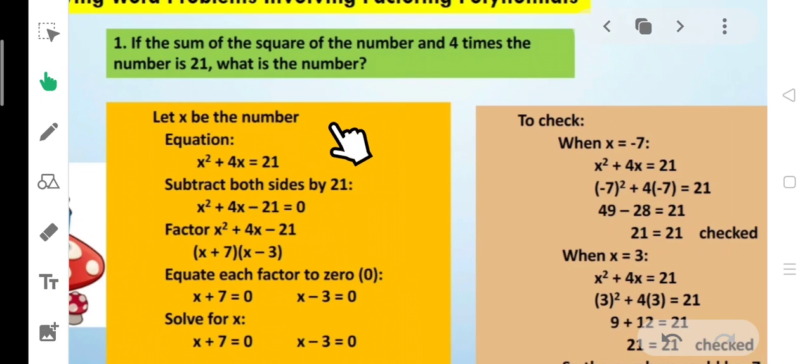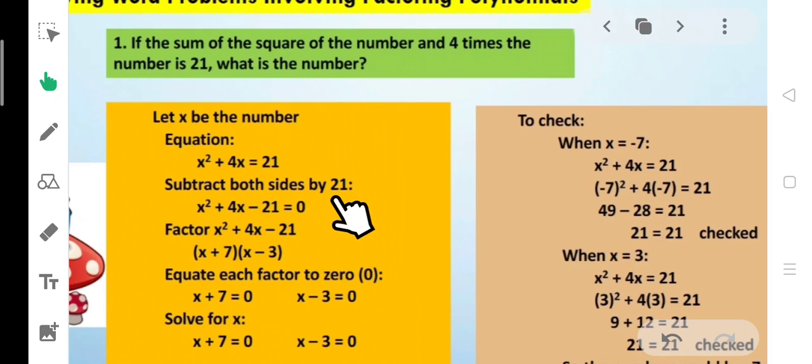To solve the problem, we're going to make a representation. Let x be the number, and then we're going to make an equation based on the problem. According to the problem, the square of the number: if our number is x, the square of the number is x squared. Then 4 times the number, so we have 4 times x. Why did I use plus? Because it says sum. So the sum of the square of a number and 4 times the number is 21. This is our equation.